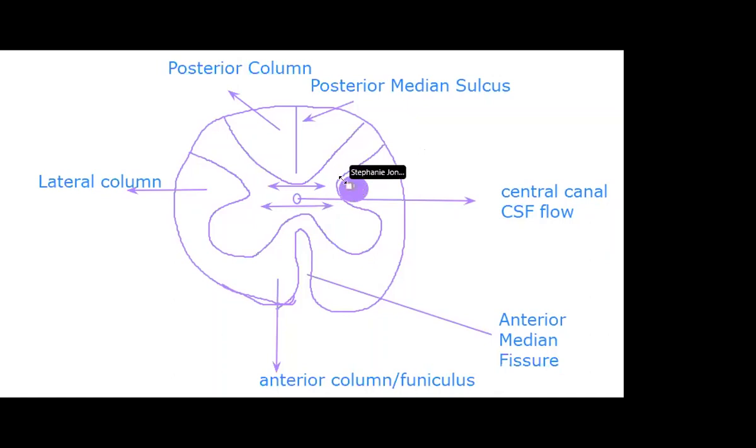Okay, if you can use a different color, use a different color to signify that you will have a lateral horn, and then just make a note to yourself that the lateral horn is only going to be within the thoracic and lumbar sections. You do not see this lateral horn in the cervical or sacral sections.